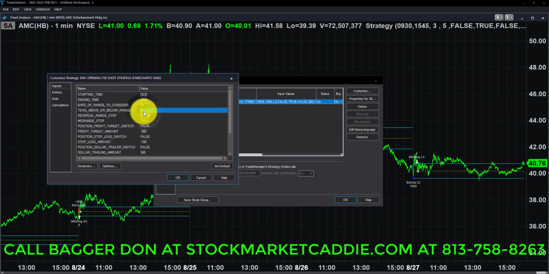How many ticks above or below the breakout range? That's kind of interesting. What if it just goes up and touches the top but doesn't break out? So let's give ourselves 2 ticks, either above or below.